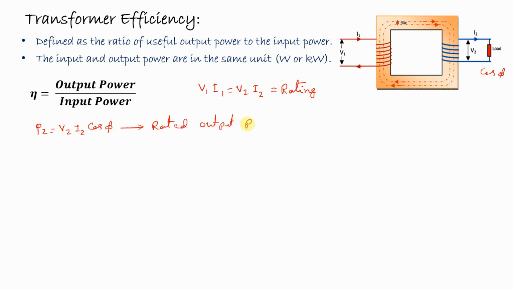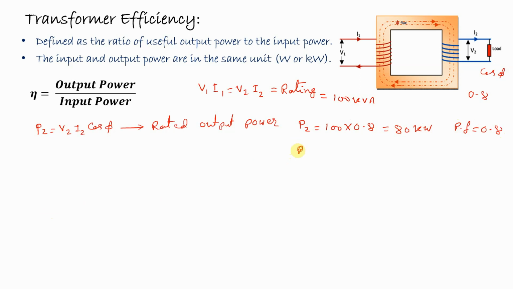It is called the rated output power. For example, V1I1 is equal to V2I2, let's say it is 100 kVA, and the power factor of the load is, let's say, 0.8. So here the rated output will be equal to 100, that is the value of V2I2, into the power factor, that is 0.8. So 80 kilowatt will be the rated output power. So when the power factor is equal to 0.8, the rated output is 80 kilowatt.